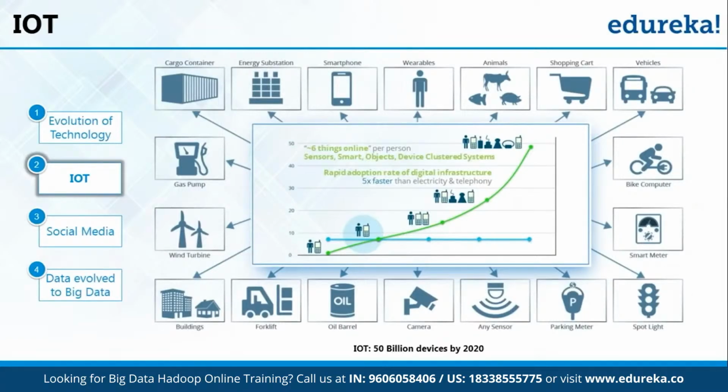Now we can actually see that because of IoT, we are generating a huge amount of data. Now there is one stat that is there in front of your screen. So if you notice, by 2020, we'll have 50 billion IoT devices. So I don't think I need to explain much about how IoT is generating a huge amount of data. So we'll move forward and focus on one more factor, that is social media.